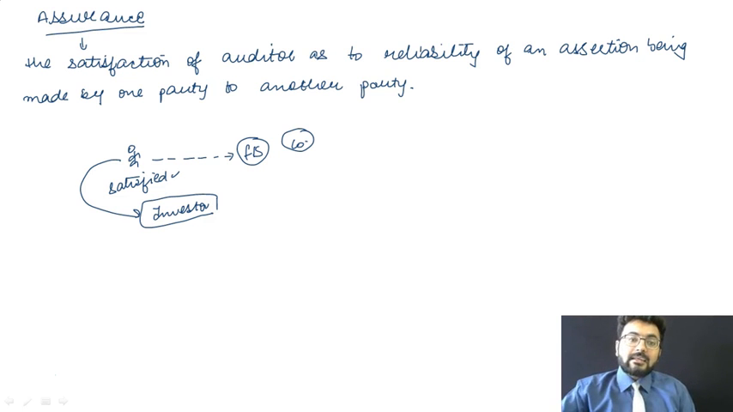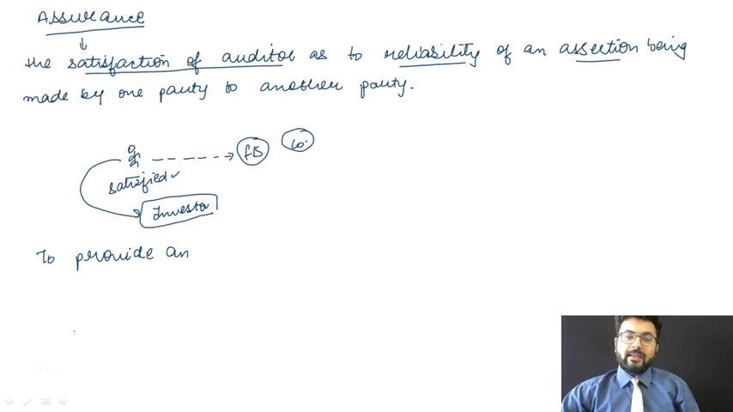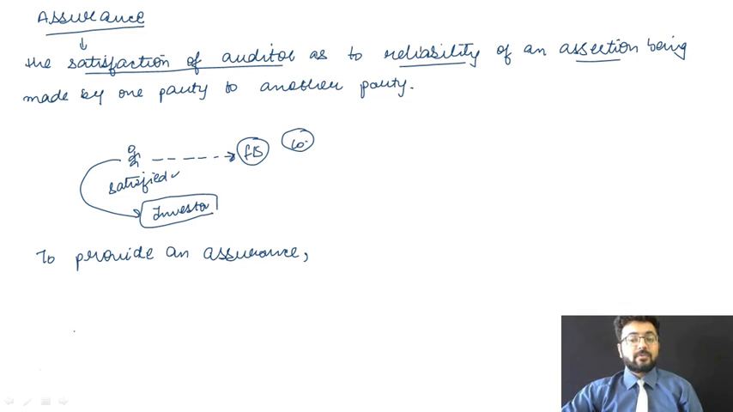So he's saying that it's particularly an assurance about the satisfaction of the auditor as to the reliability of an assertion made by one party to another. In order to provide assurance, it's not like the auditor is going to check just the financial statements. The financial statements are based on the vouchers, the journals, ledgers, and so many accounts which are prepared.